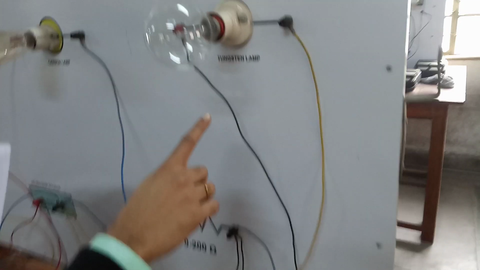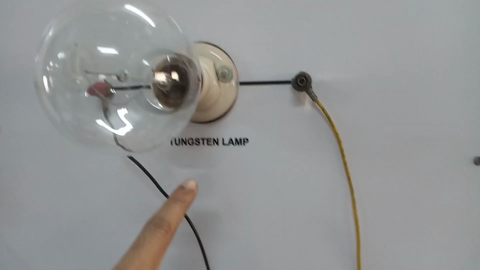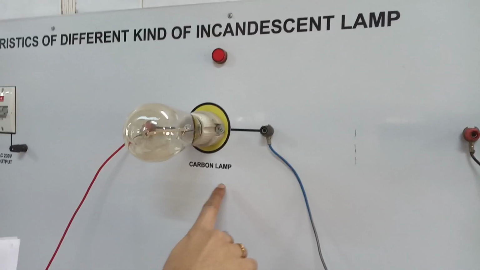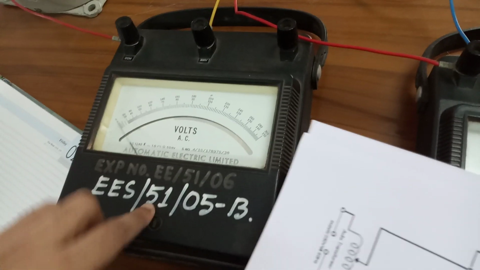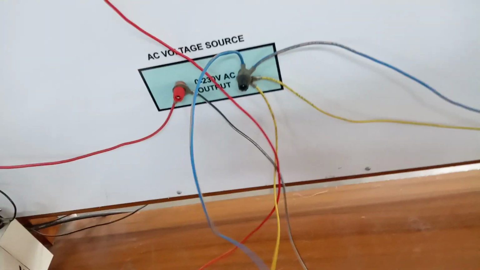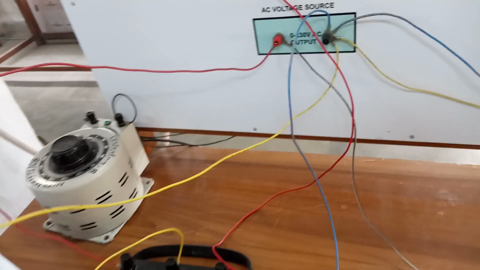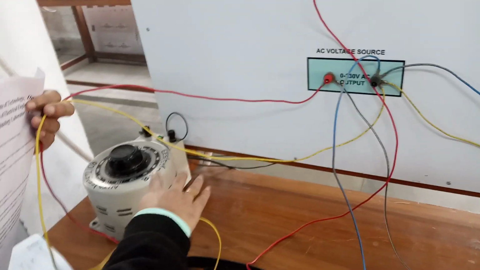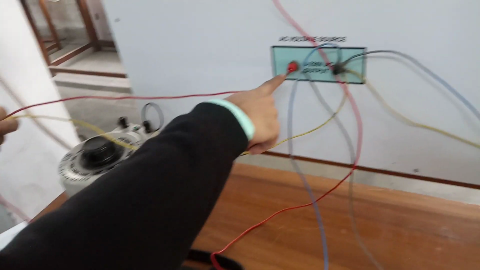As you can see, this is your tungsten lamp and this is your carbon lamp, right? And we are using a total of 2 voltmeters. One voltmeter is connected, as it is shown, across the variac. This is your V1, which I have connected across the variac like this. So these are connected in parallel. I have connected this voltmeter parallel to the auto transformer or variac, because the auto transformer is connected at this point, right?